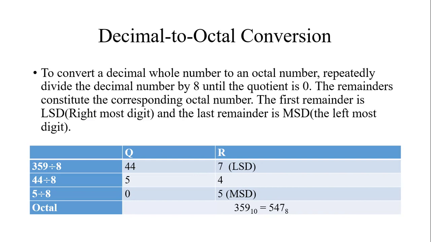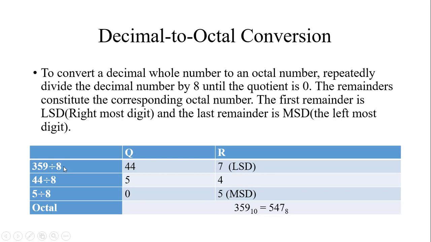Decimal to octal conversion. Decimal whole numbers are converted to octal by repeated division. We have to divide the decimal whole number by 8 to convert it to the octal number. Let's take this example: 359. To convert 359 into octal, this is a decimal number, so we have to divide this repeatedly by 8.